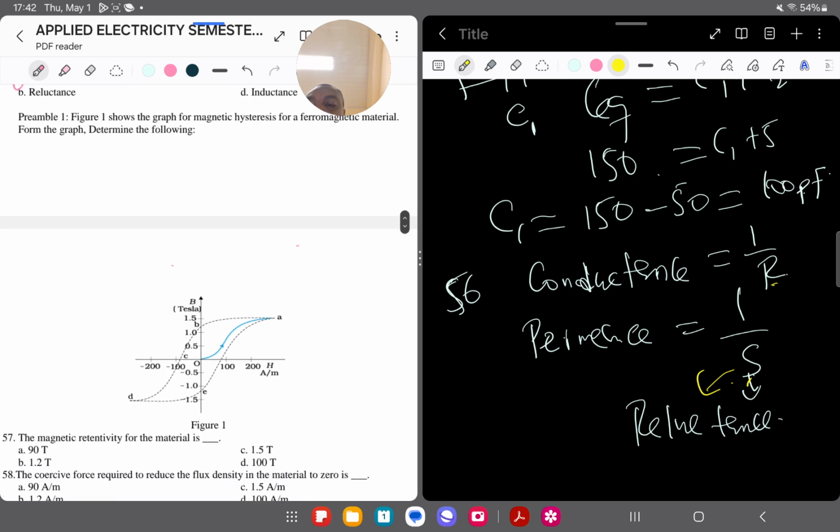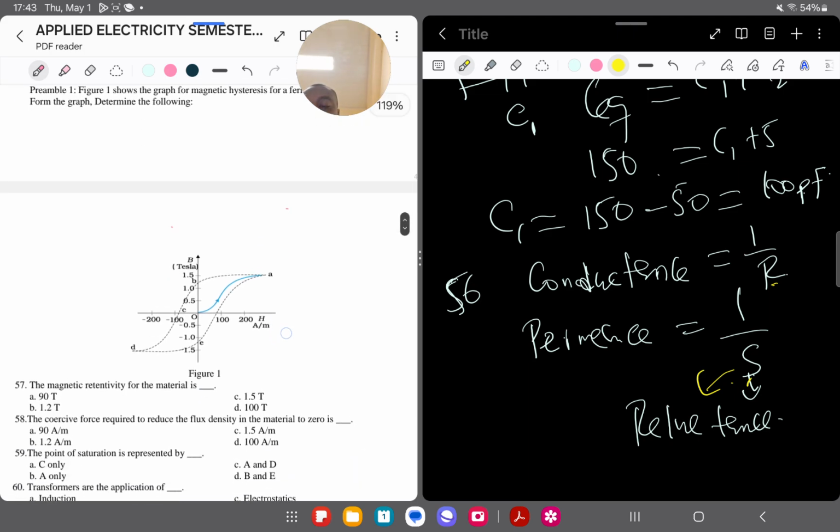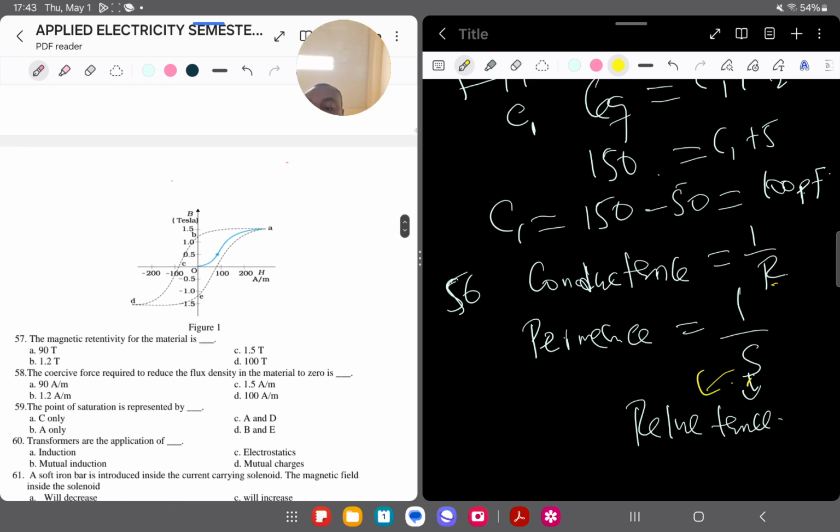Now let's move to preamble 1. Figure 1 shows a graph for magnetic hysteresis for a ferromagnetic material. From the graph, determine the following. You have to find, for question 57, the magnetic retentivity for the material.